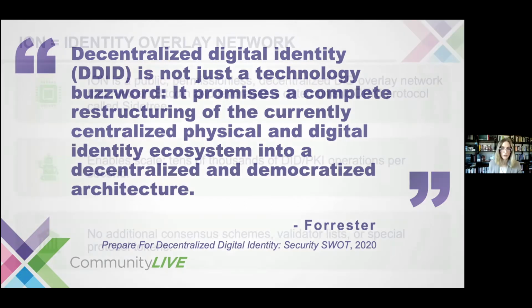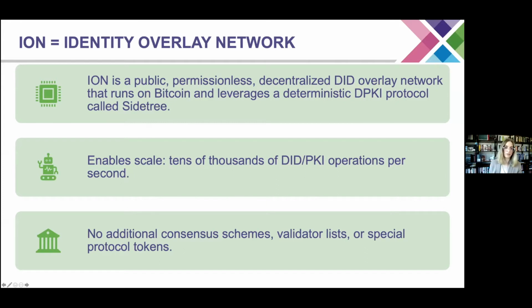And the standard I'm going to talk about today is one that was developed by Microsoft to run on the Bitcoin network. So ION stands for Identity Overlay Network. It is a public permissionless decentralized DID overlay network that runs on Bitcoin and leverages a deterministic DPKI protocol called Sidetree. This enables the scaling of tens of thousands of DID and PKI operations per second on the Bitcoin blockchain.